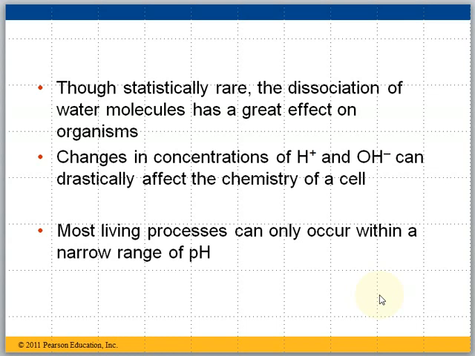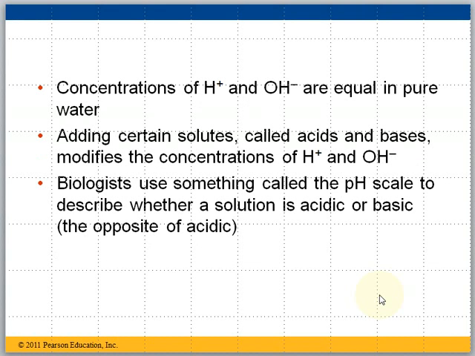We're going to find out pH is how we measure the percentages of those H plus and OH negatives. But most living creatures and living processes of the cells in the body have a pretty narrow range, and they can't go too far up or down within a certain range. So the concentrations of this H plus and OH minus are usually generally equal in pure water, but you can add certain materials, certain solutes that we call acids and bases, that will modify the relative concentrations.